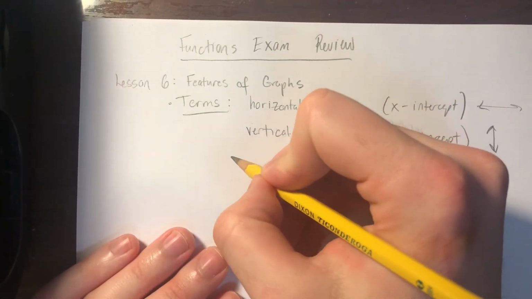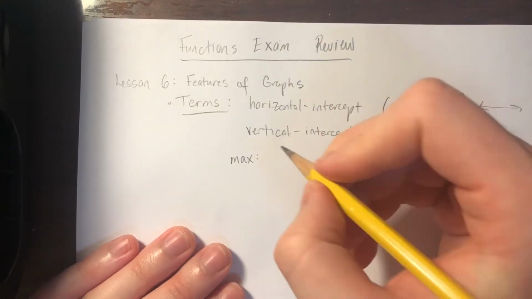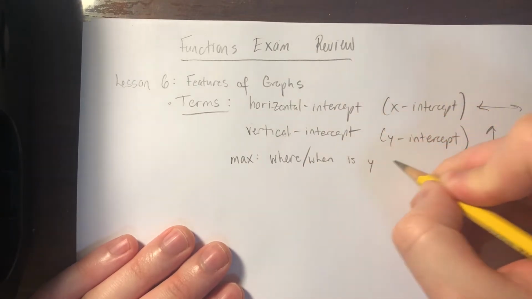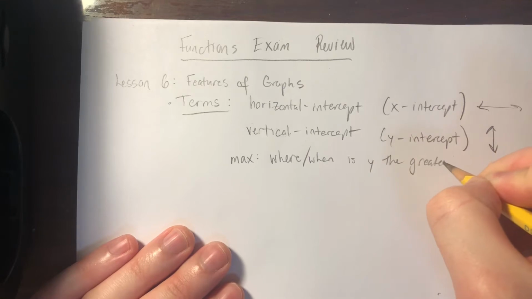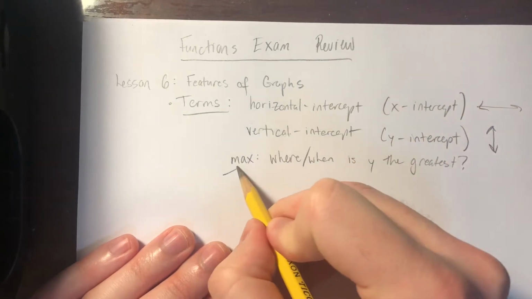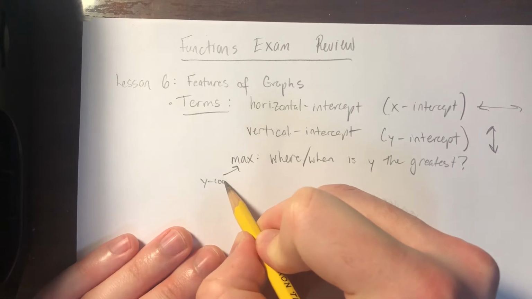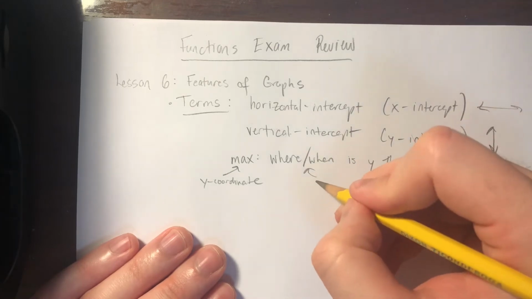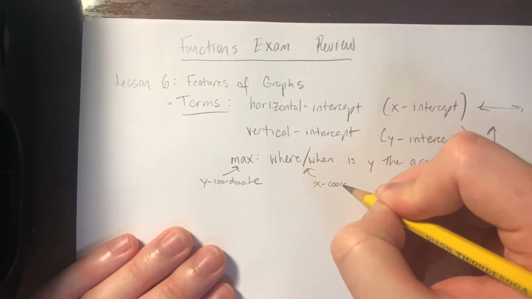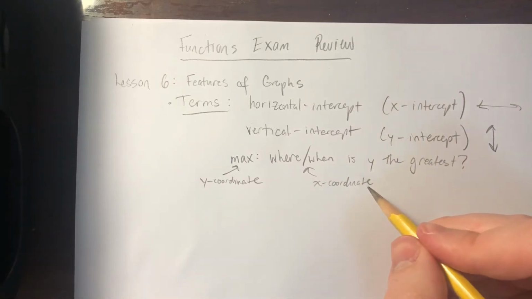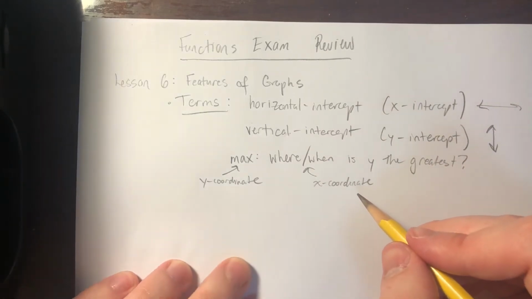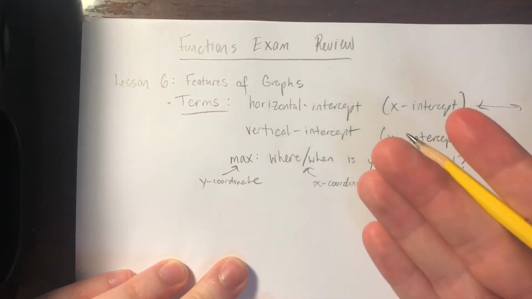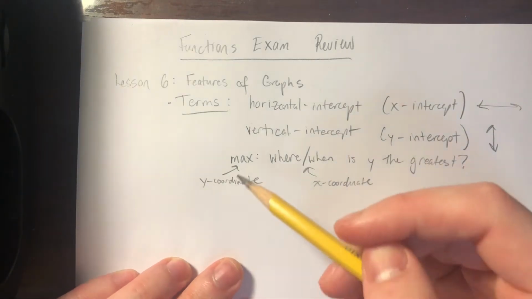You should know what a max is. Where or when is y the greatest? So when we're talking about the max, this is the y-coordinate, the highest y-coordinate. Where or when it occurs is also referring to the x-coordinate, because very often x is time. So you might say, after how many minutes was the rocket at its max? So the x would be what time that maximum occurred, and the y would be the height itself.